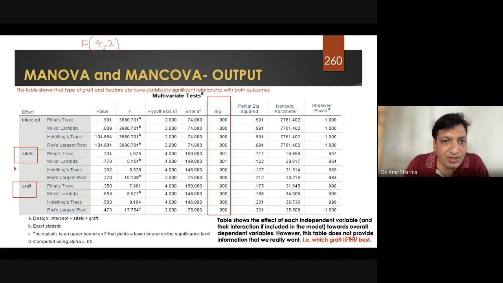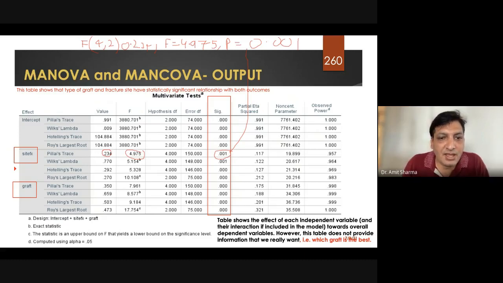Then I'll write this value, 0.234. The value of F was found to be 4.975, and the p-value for Pillai's trace was found to be 0.001. Like this we are going to write 0.001. Clear? Now, what is it showing?